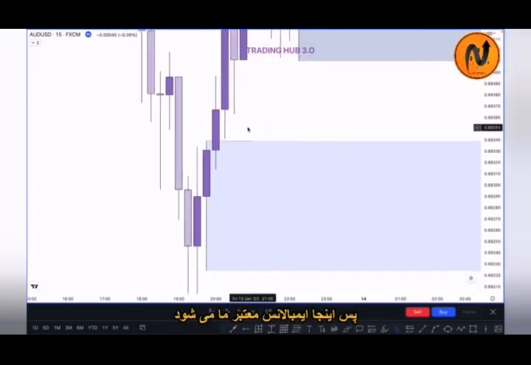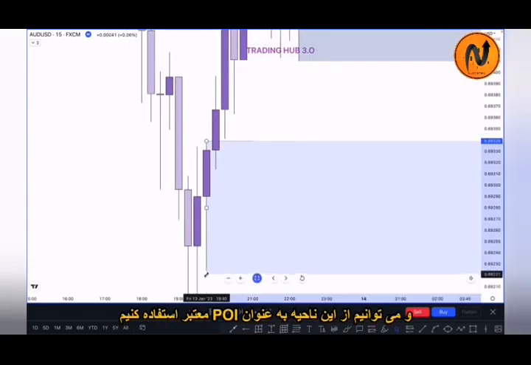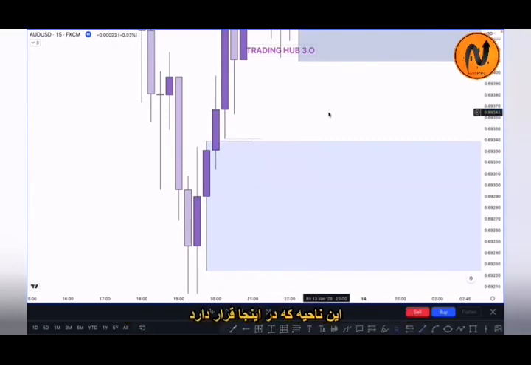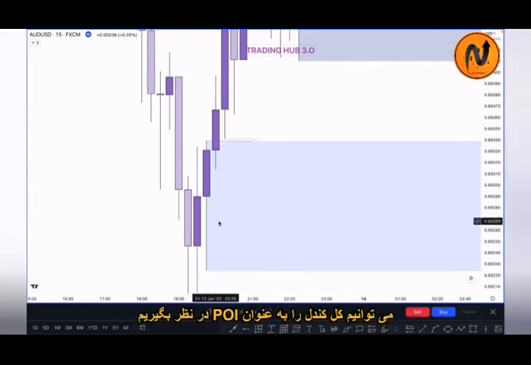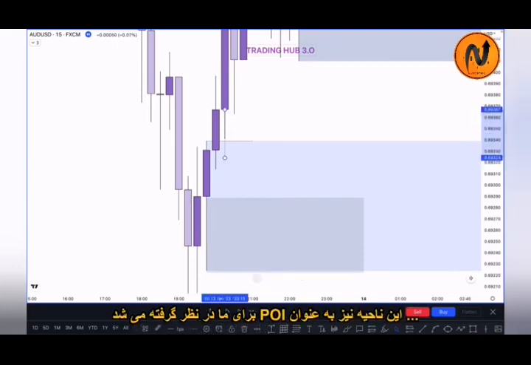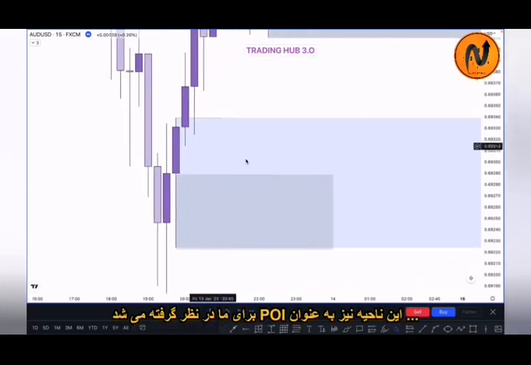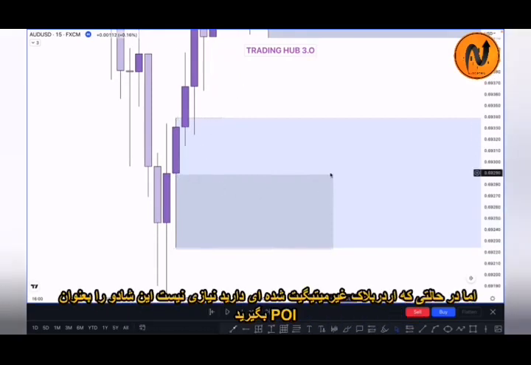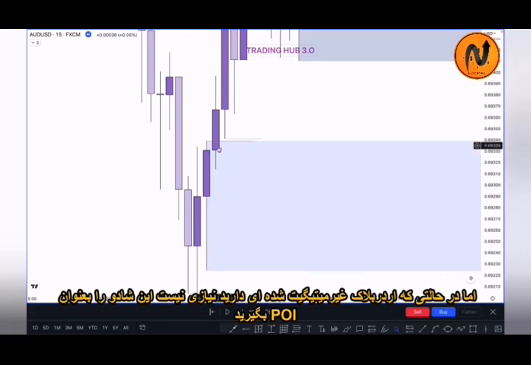So this is our proper imbalance, and we can use this candle as a proper POI, right? So this one is here. We can use the entire candle as a POI, and also you can use this shadow here, if this order block is already mitigated by this move. So this also becomes our POI, because this shadow is not mitigated by the next candle. But if you have an unmitigated order block, then you don't need to mark this shadow.